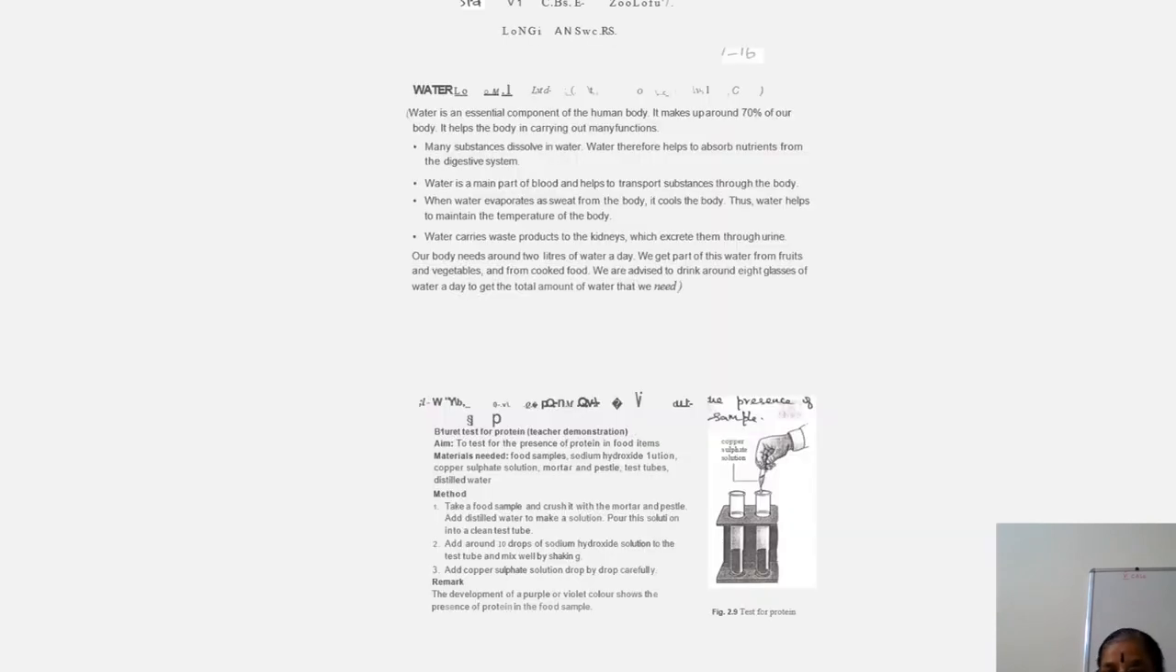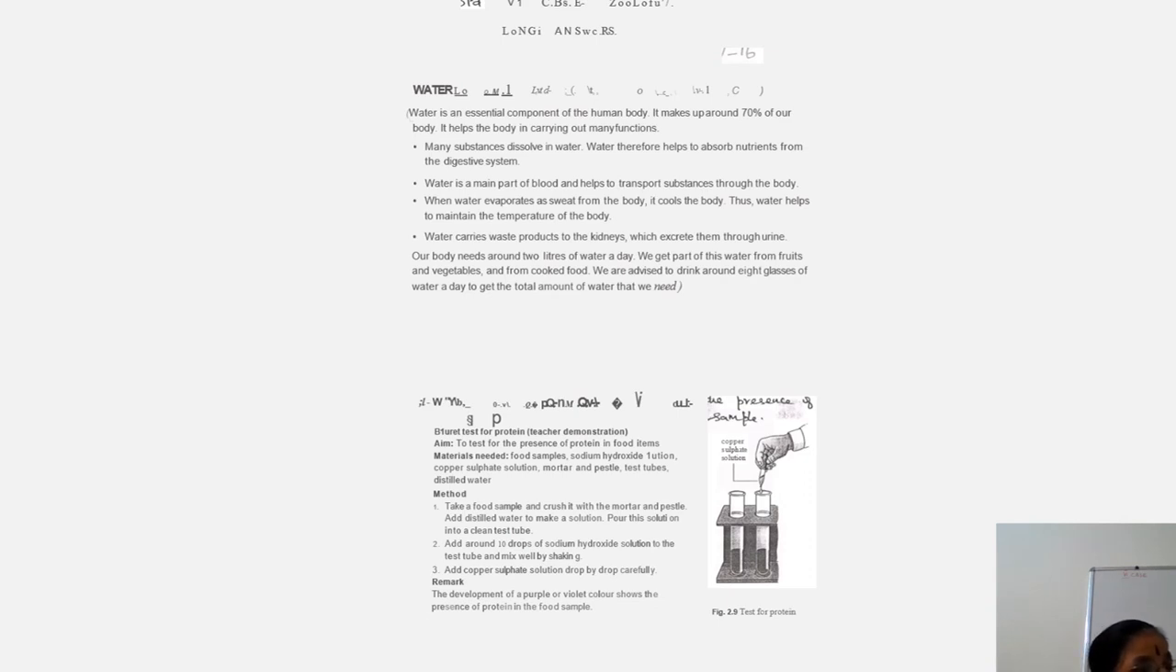It's just a general revision, role of water. I think it's in the QB, but still have a look. Role of water. Water is an essential component of the human body. It makes up around 70% of our body. It helps the body carry out different functions. Many substances dissolve in water, so it helps to absorb nutrients from the digestive system.